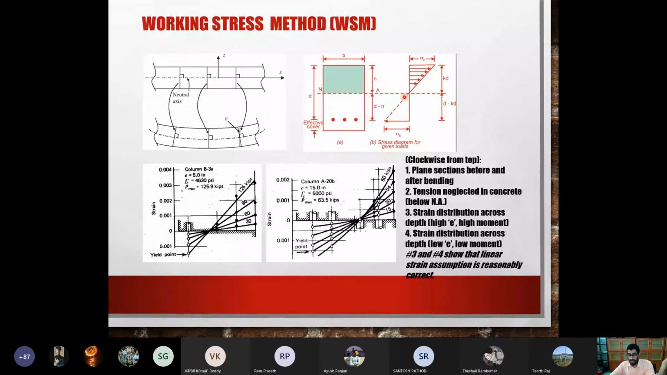So of course that means you have a neutral axis. The way the compressive stress and the tensile stress vary is through these two triangles. Have you seen this before? Yes, sir. So this is one important thing. Because plane sections remain plane before and after bending, you can make this assumption.